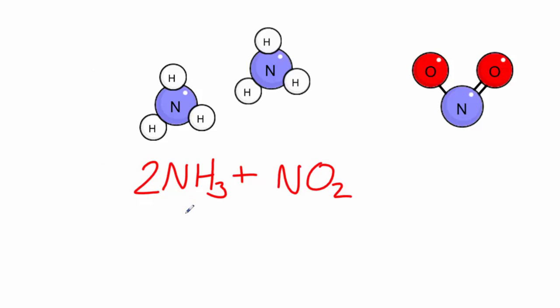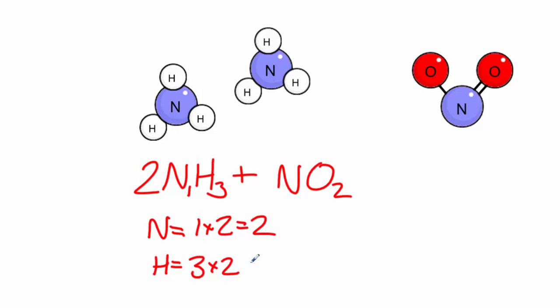Start from the left. We're going to ask our 2 questions. Is there a subscript? If there's no subscript, it's an invisible 1. So for nitrogen, it's 1 times 2. There's 2. For hydrogen, is there a subscript? There is. 3 times 2. There's 6 hydrogen.